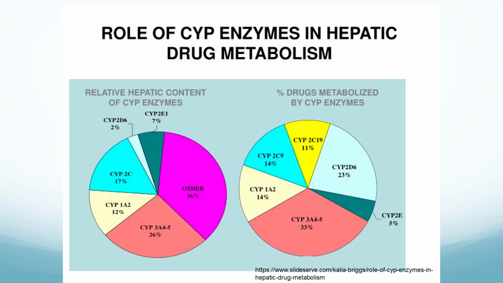Another visual representation of the CYP enzymes, they're in the liver, they're also in the gut. The pie chart on the left shows the approximate content of the CYP enzymes in the liver. The pie chart on the right shows the percentage of drugs that are metabolized by those CYP enzymes. So it's another different way of looking at it. The numbers might be slightly different than the previous slide.